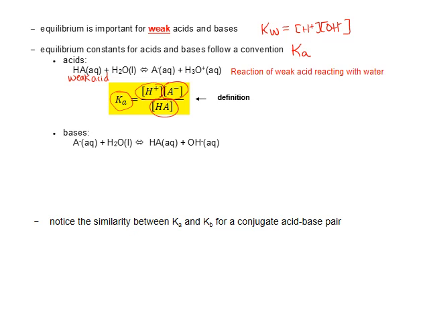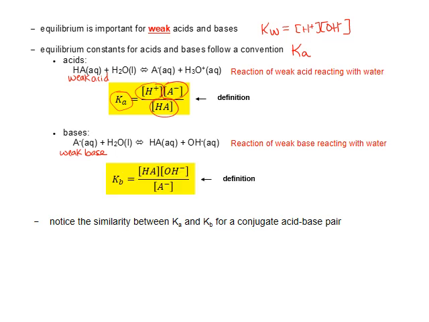We can write a similar reaction for the reaction of a weak base reacting with water. Recall that we can use the symbol A- to represent a weak base. Remember that A- is the conjugate base of the acid HA. So if we show A- reacting with water, the products will be HA and hydroxide. If we write the equilibrium constant expression for this reaction, again we have the product concentrations, concentration of HA times the concentration of hydroxide, divided by the concentration of the reactant, A-.